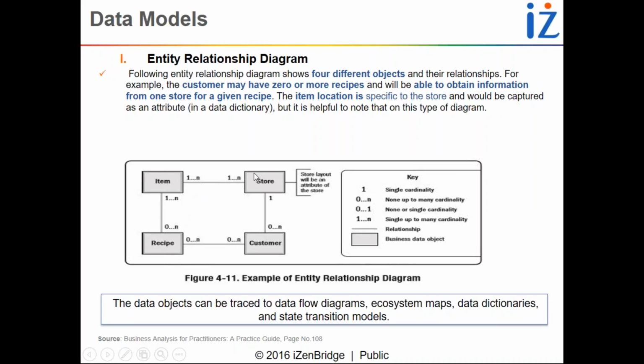So here we are identifying the entities, what the relationship types are among these entities, and how many instances are related to each other entity. These data objects can be traced to the data flow diagram and ecosystem map, because when we are analyzing the ecosystem map, we are exploring the high level systems and the relationships between them. They can also be traced to the data dictionaries and state transition models. Today we are going to discuss data flow diagrams, data dictionaries and state transition models, because these are also part of the data models.